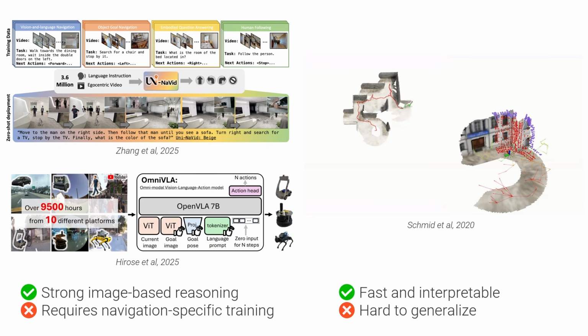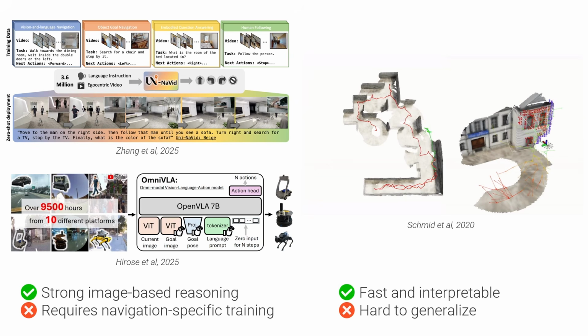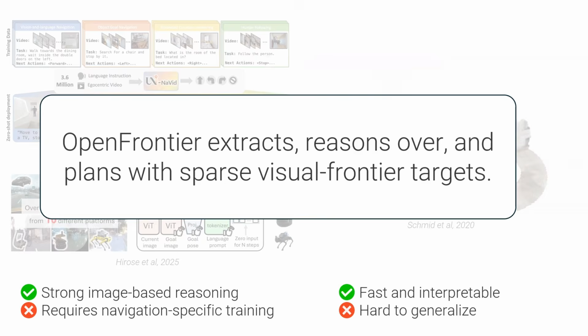Conventional geometry-based methods extract navigation targets from maps. They are fast and interpretable, however, usually rely on handcrafted metrics. OpenFrontier combines explicit target finding and image-based VLM reasoning. It extracts, reasons over, and plans with sparse visual frontier representation.